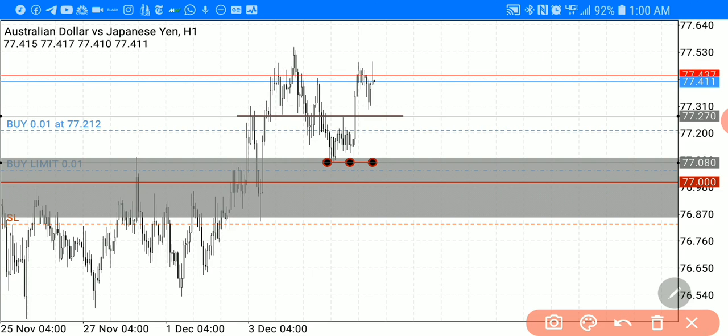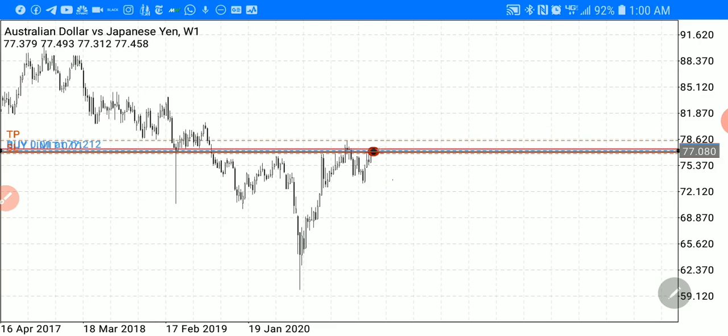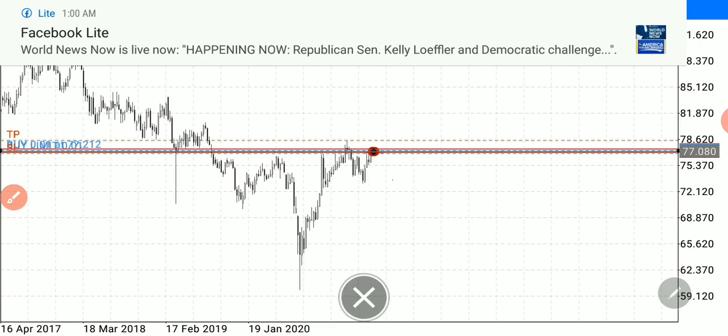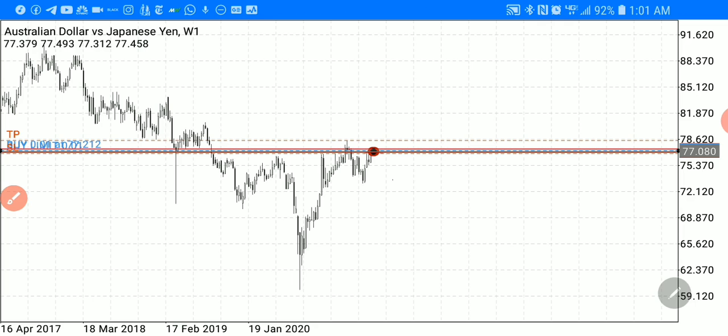But there's still a caveat in the weekly. We can see that on the weekly we still have to break and close above this. If we break and close above it, it will be a nice one, and if we also retest it on the weekly. But we can see that on the daily we've already made that, so we'll be expecting a bigger move on the weekly.